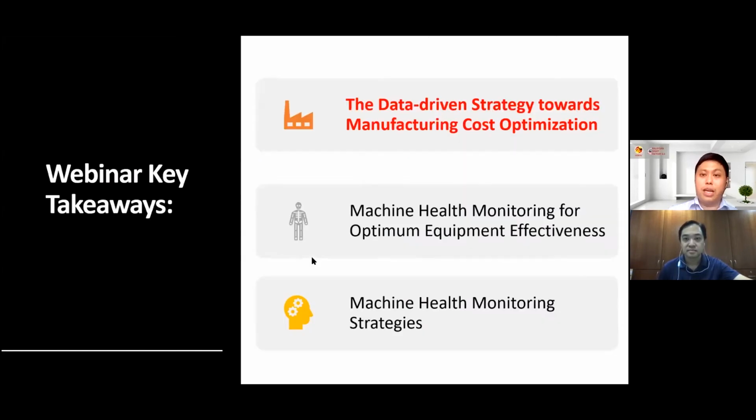So let's go to the first slide. The first part, we'll talk about data-driven strategy towards manufacturing cost optimization. Then we'll move on to machine health monitoring methods for optimum equipment effectiveness. And the last part, we will talk about machine health monitoring strategies, which we can use to obtain data. That data can be used to gather insights about your machine and run predictive analytics, and eventually will help you optimize your machine utilization.